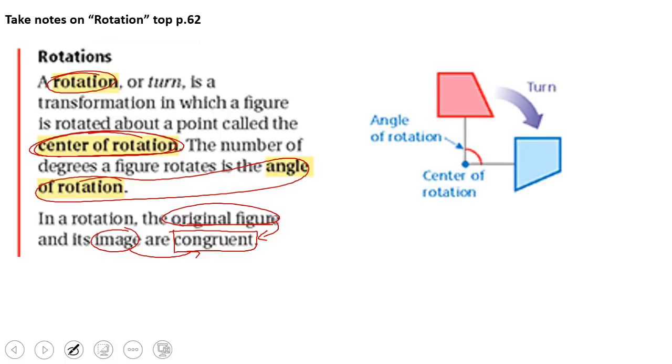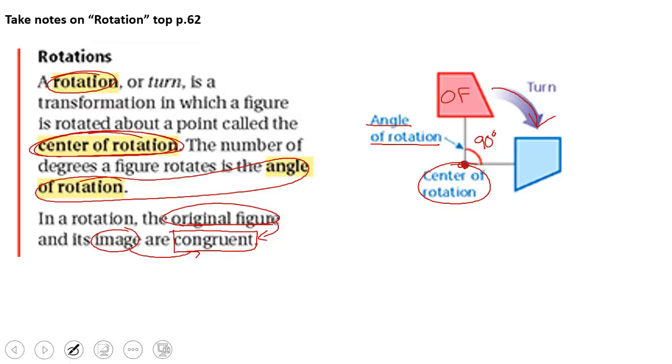So you have this nice picture, and in this picture you can see we have the original figure, which would be the red one. This would be the original figure. And then it is turned. And in this particular case, it is turned clockwise. And you can see it is rotated about the center of rotation, right here. And the number of degrees that it rotated is called the angle of rotation. In this particular case, it was rotated 90 degrees, because you can see a 90-degree angle there.